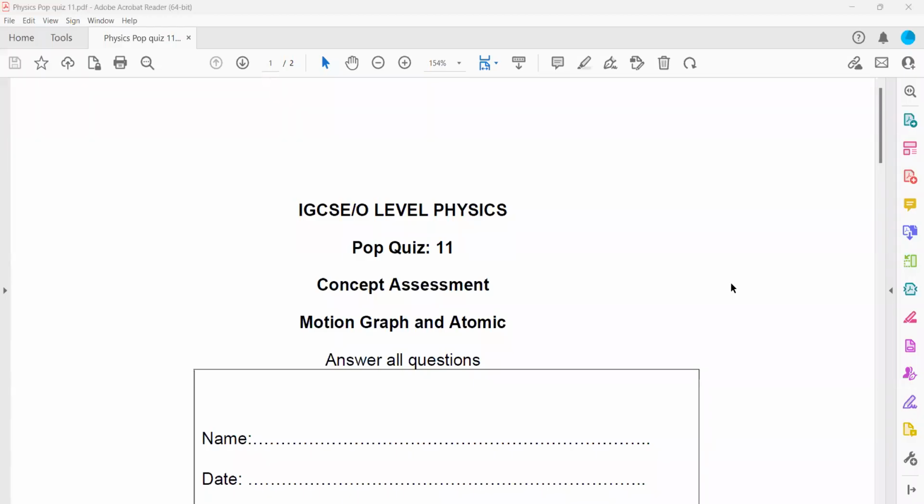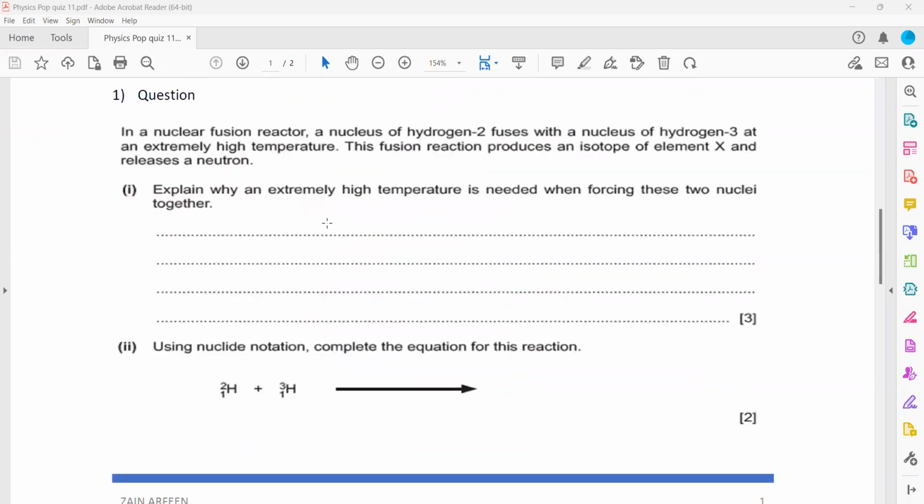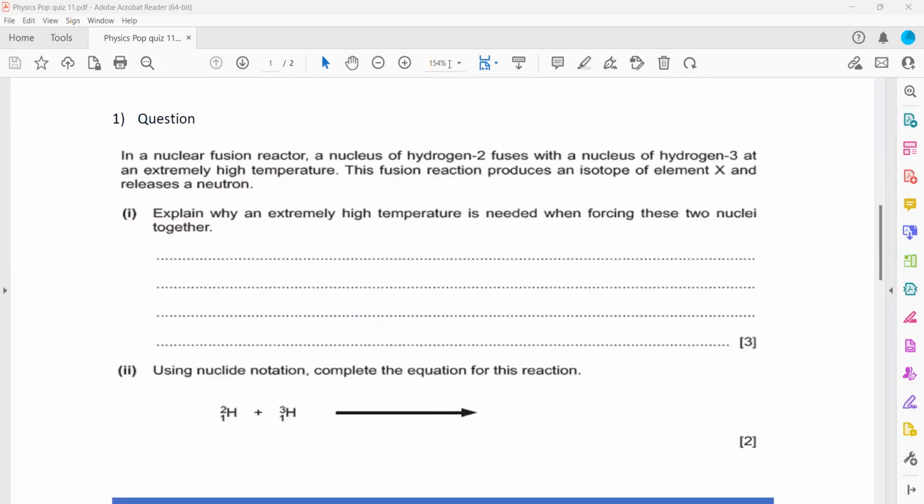So this one is Cochrane 11, which is related to the motion graphs in atomic physics. The first question is actually related to atomic physics, and the question is: in a nuclear fusion reactor, a nucleus of hydrogen 2 fuses with a nucleus of hydrogen 3 at an extremely high temperature.